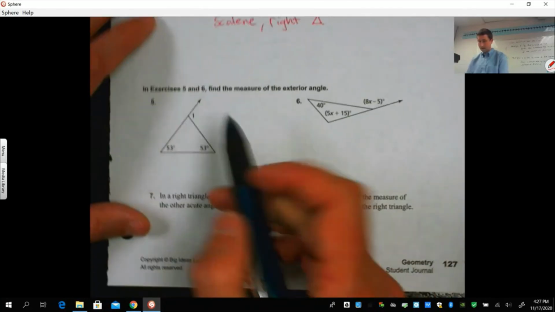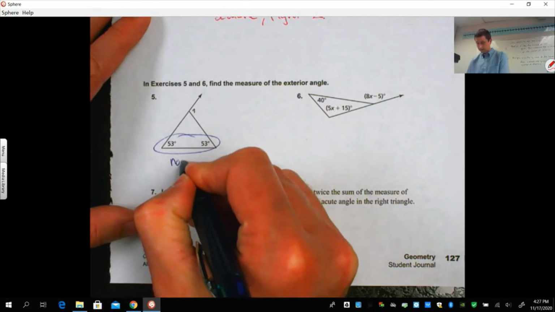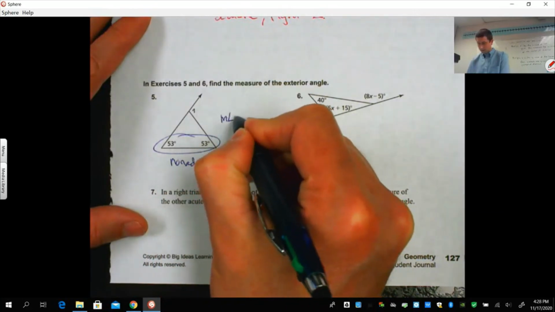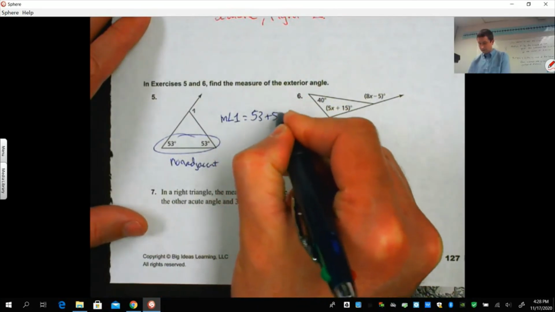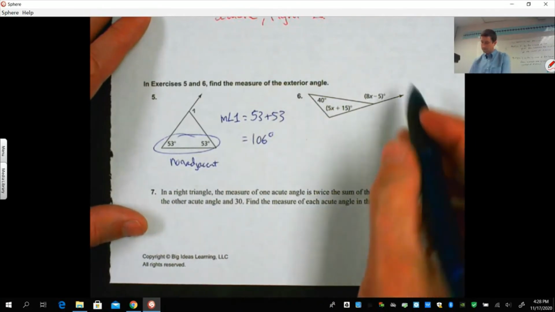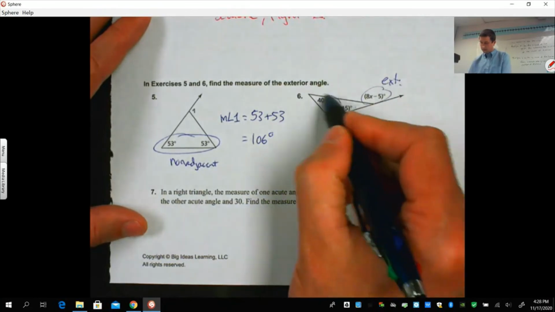So here we have an exterior angle. These are the two non-adjacent ones. So the measure of angle 1, these are the non-adjacent, would equal 53 plus 53. So that would equal 106. Okay. Here's your exterior angle. These are your non-adjacent angles.